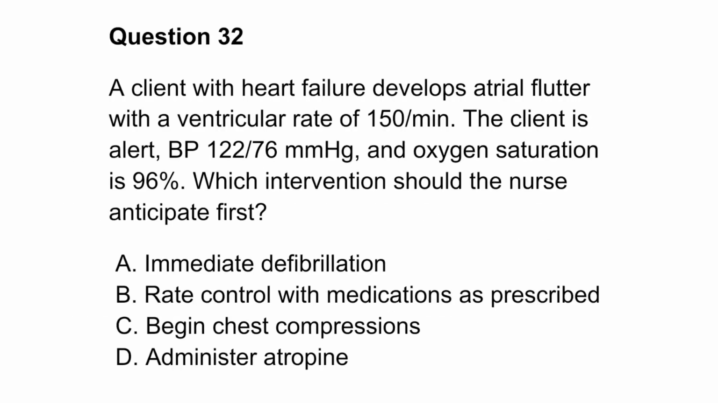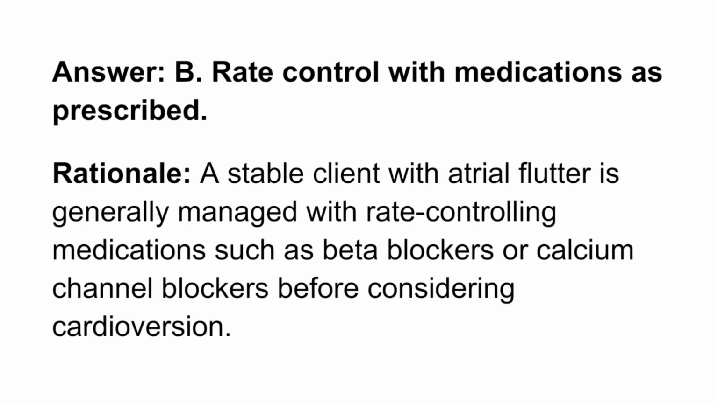Question 32. A client with heart failure develops atrial flutter with a ventricular rate of 150 per minute. The client is alert, BP 122/76 mmHg, and oxygen saturation is 96%. Which intervention should the nurse anticipate first? A. Immediate defibrillation. B. Rate control with medications as prescribed. C. Begin chest compressions. D. Administer atropine. Answer: B. Rate control with medications as prescribed.